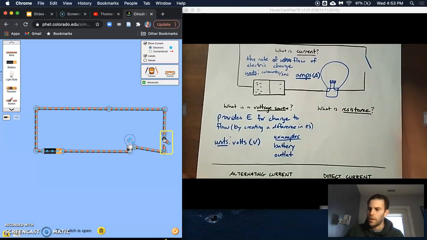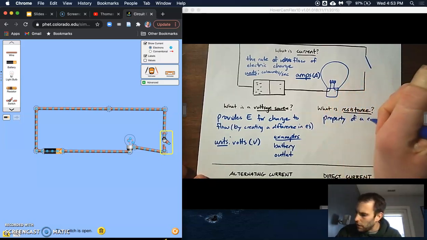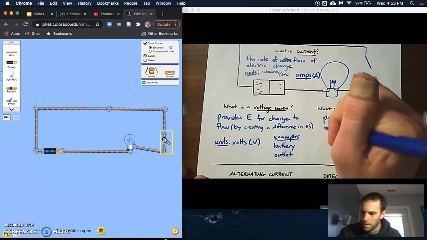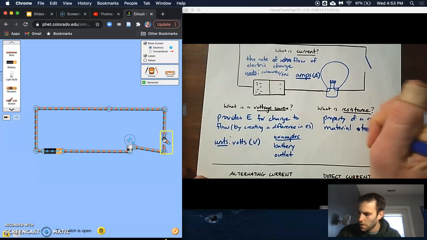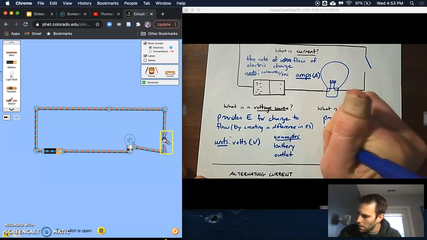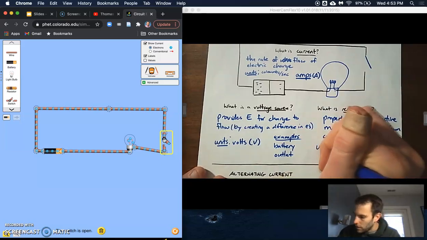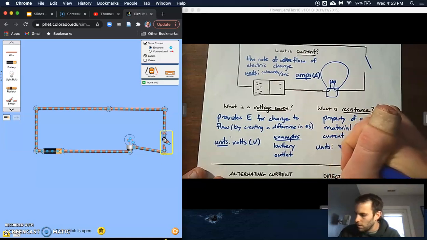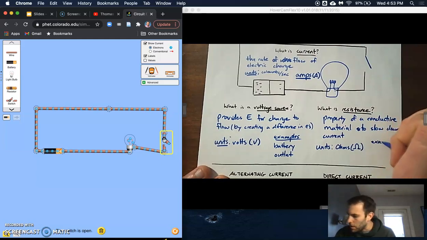So how about this term resistance? All right. So resistance is going to be the property of a conductive material to slow current down. Slow down current. All right. And our units are going to be ohms. All right, and examples could be a light bulb would be an example of a resistor.